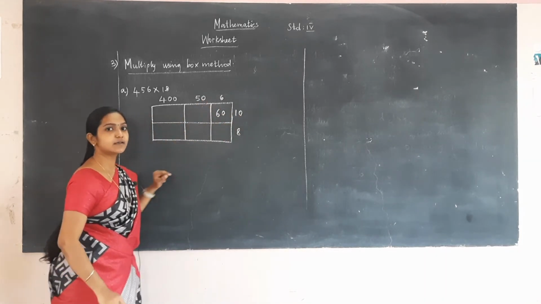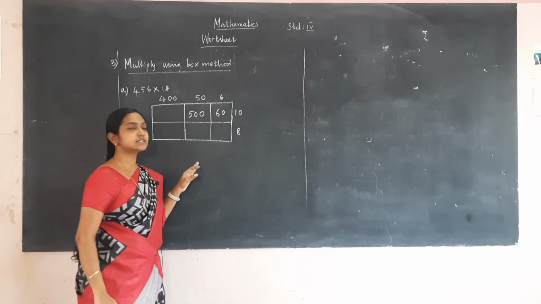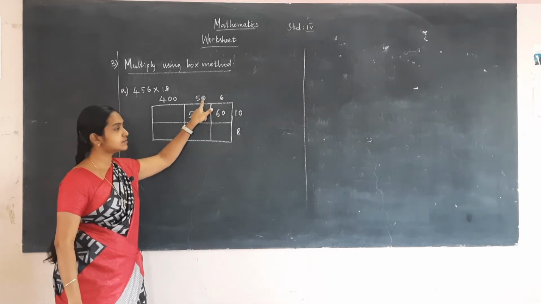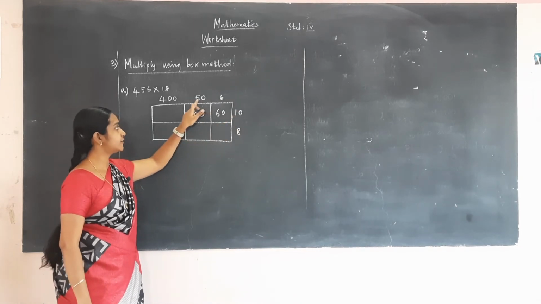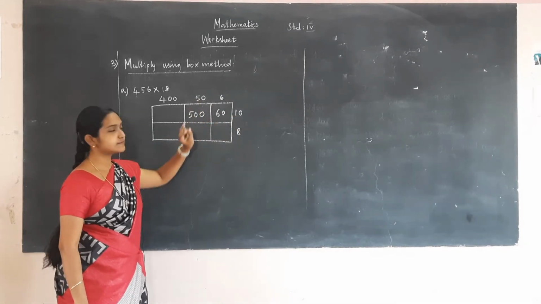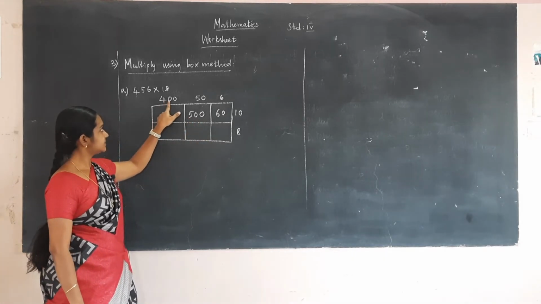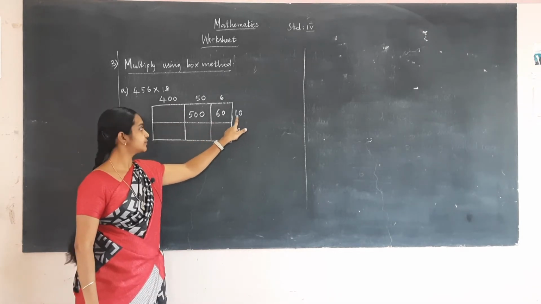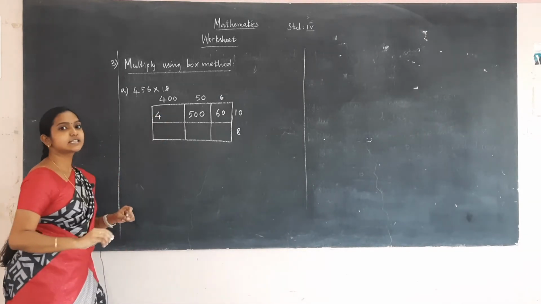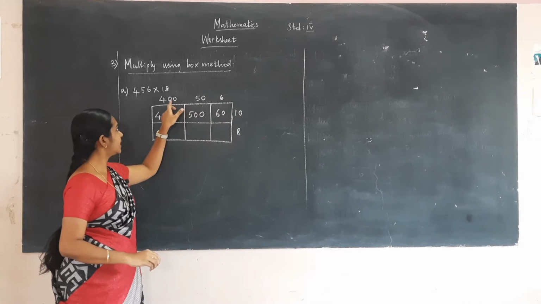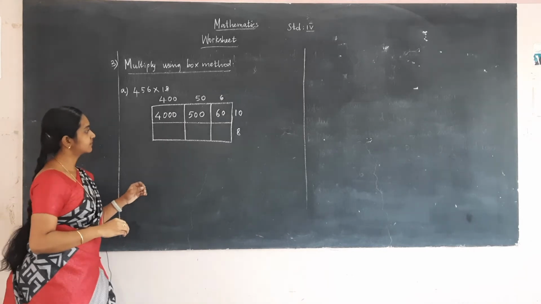50 into 10 is 500. You can skip the zeros and multiply. Here we have 1 zero, skip that. Here we have another 0, skip that also. Now we have the numbers 1 and 5 alone. 1 into 5 is 5. We have skipped 2 zeros, so add 2 zeros. So the number is 500. Skip the 2 zeros and this 0. 4 into 1 is 4. Write it in the third box. We have skipped 3 zeros, so write 3 zeros in the box.